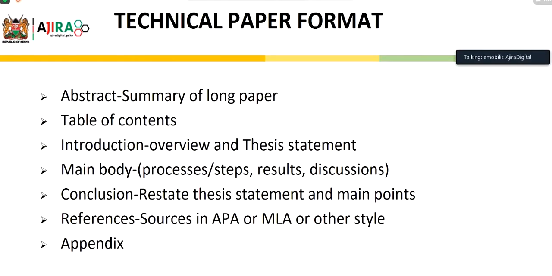So what is this abstract? An abstract is a summary of that long paper. Unatuandikia a summary ili mtu akiangalia ile abstract atapata ile idea kwamba katika hii paper ninaenda kusoma, then I expect to find so and so and so. That's the first thing that's supposed to appear. The abstract again is supposed to appear on its own independent page. Natumai kwamba tumeelewana hapo. The abstract is supposed to appear on its own independent page.